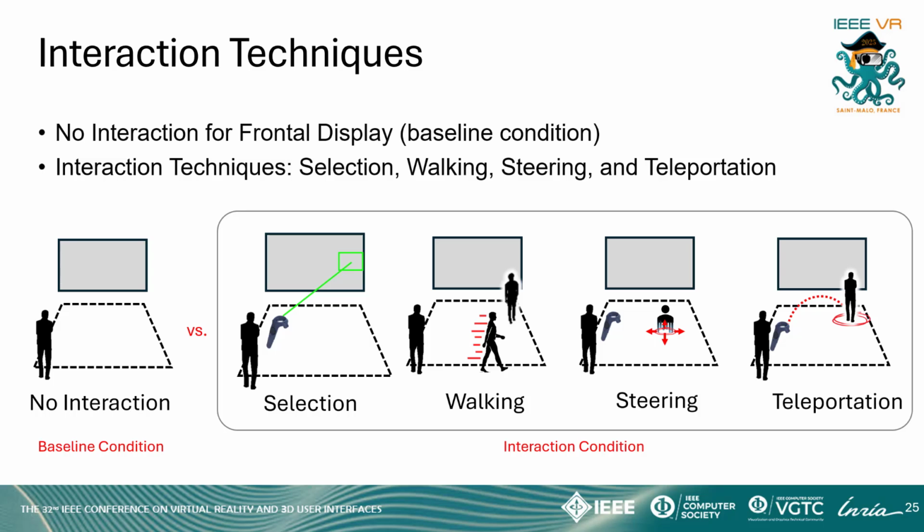4 interaction techniques are explored compared to a baseline condition. The baseline condition is called no interaction, and this is exclusive to the frontal display. This condition is selected based on our first study results, which showed lower perception error in the flat wall condition. The 4 interaction techniques include selection, walking, steering, and teleportation.